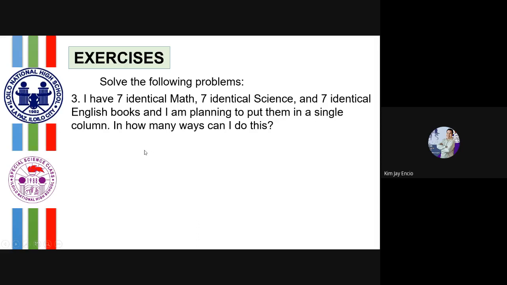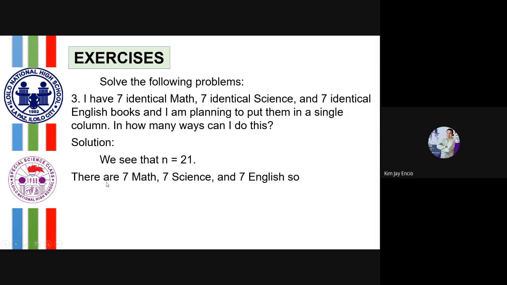I have 7 identical math, 7 identical science, and 7 identical English books, and I am planning to put them in a single column. In how many ways can I do this? So we see that n is 21 because 7 plus 7 plus 7 is 21. There are 7 math, 7 science, and 7 English.